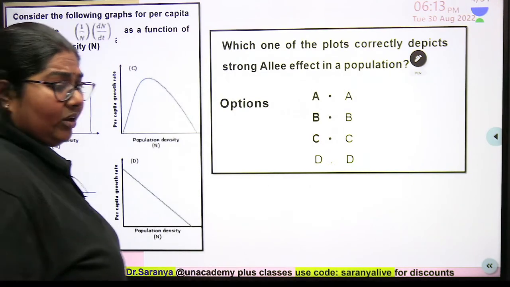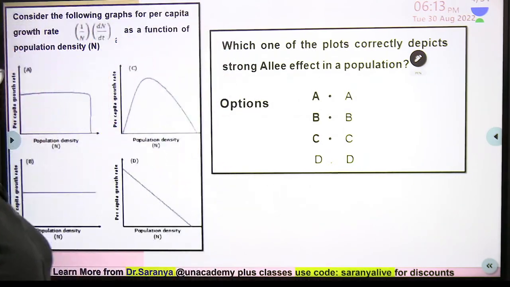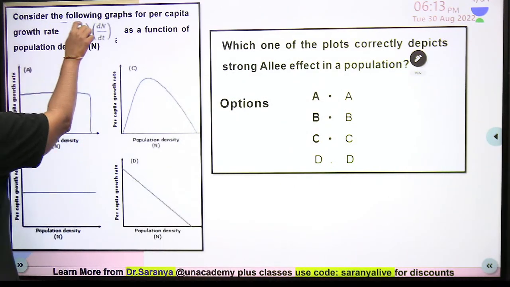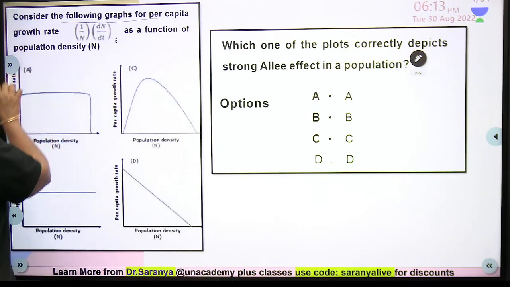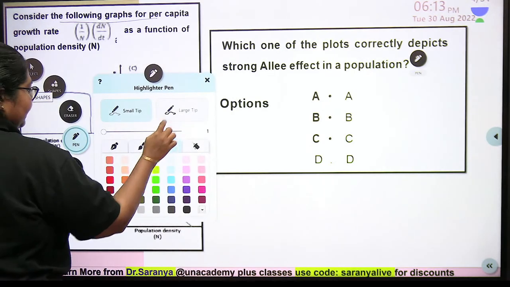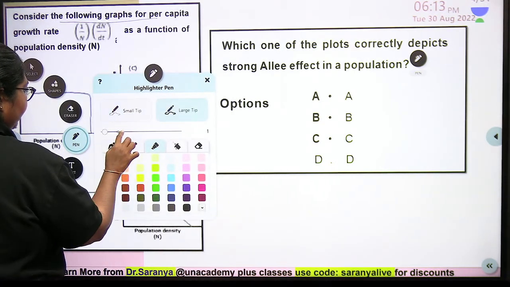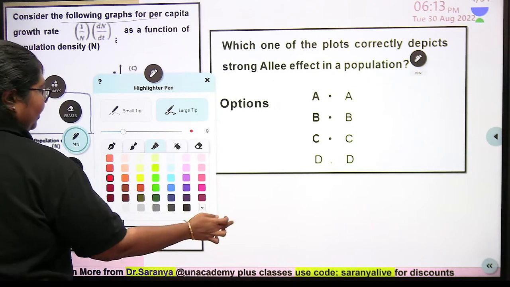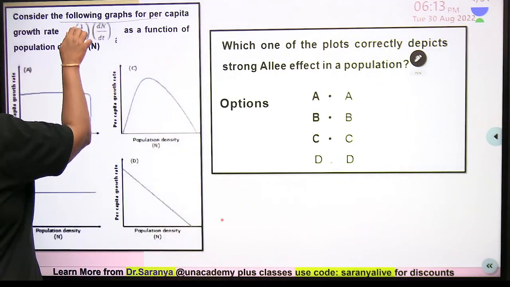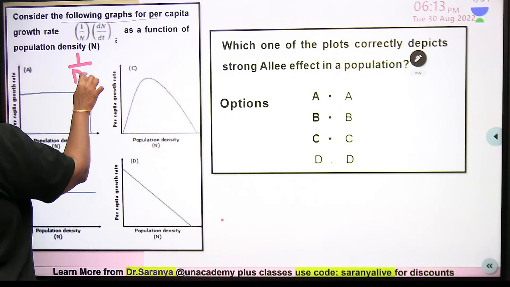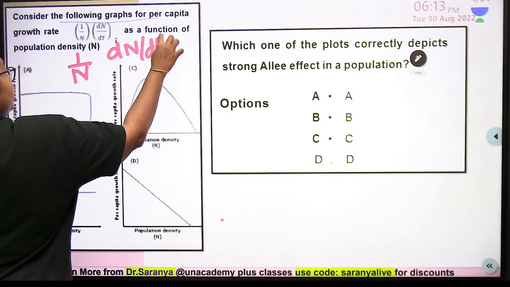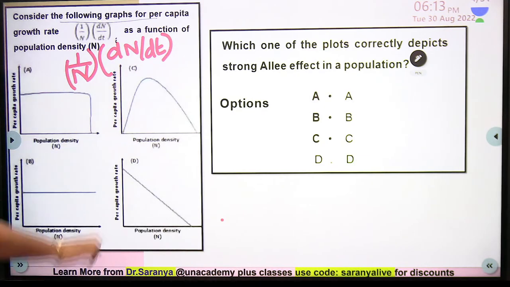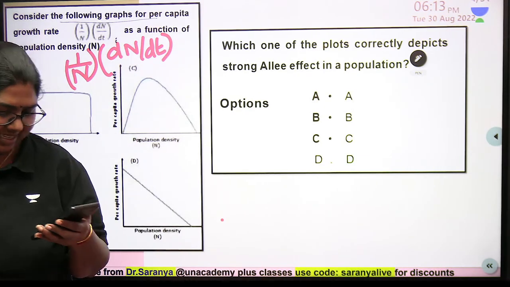Let us take the first question of the day. See this question very carefully. Consider the following graphs. Just a moment, I will take my pen. So this is the growth rate, 1 by N into dN by dt. This is giving a clue. Maybe next time they may ask some more graphical questions.